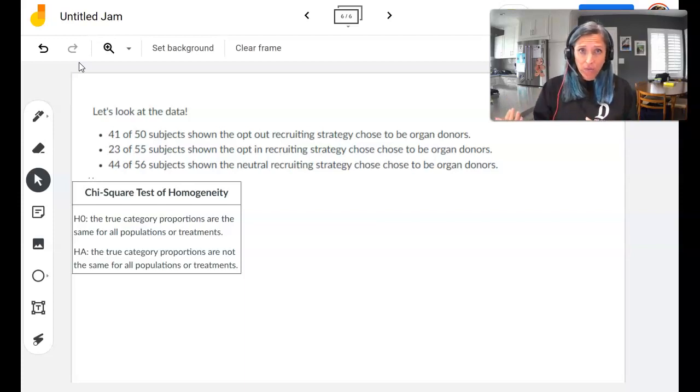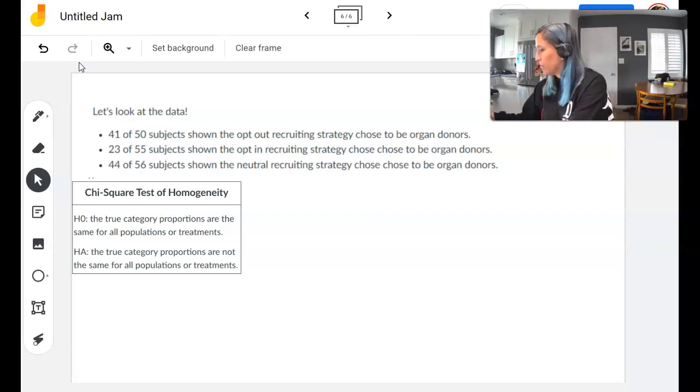In fact, I had an old video that I had to replace because I wrote down the null was just that the two variables here, there was no relationship between them. I used the independence words instead of the homogeneity words. So who knows what past me was thinking. But let's go ahead and write up what our null and alternative are for this situation.